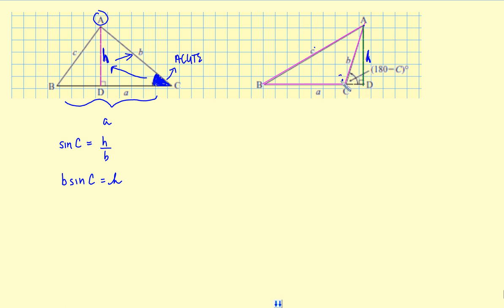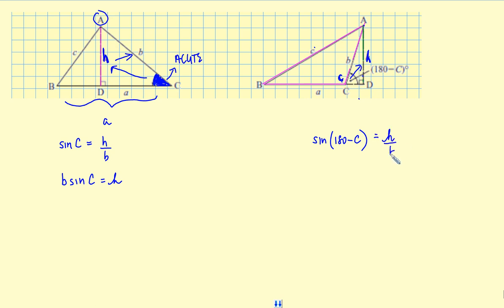Now, if this angle internally was angle C, then that would mean that the angle inside, on the other side that forms the 90-degree, so this angle here, it would have to be 180 minus C. Now, if I were to write a relationship between sine of 180 minus C and the ratio of the lengths of the sides, it would still be sine of 180 minus C equals h over b.